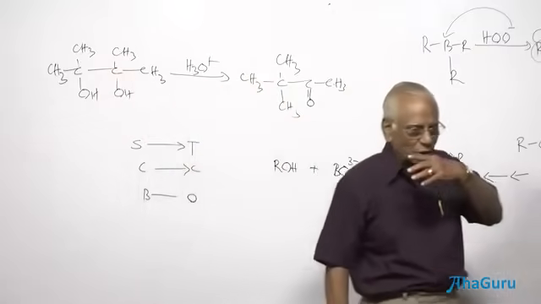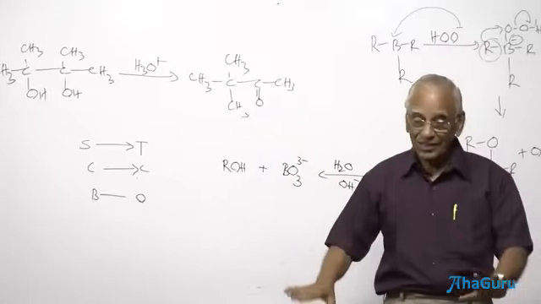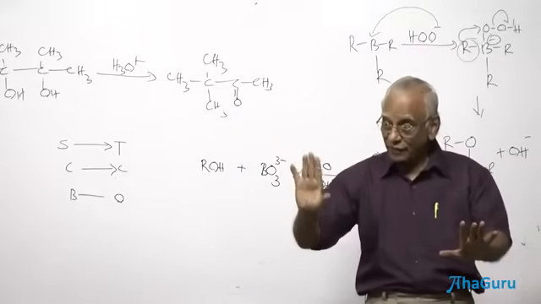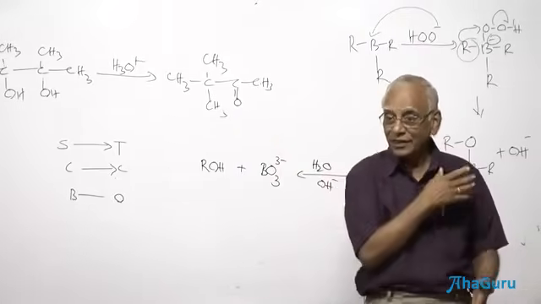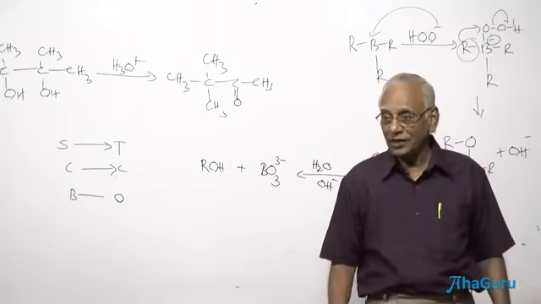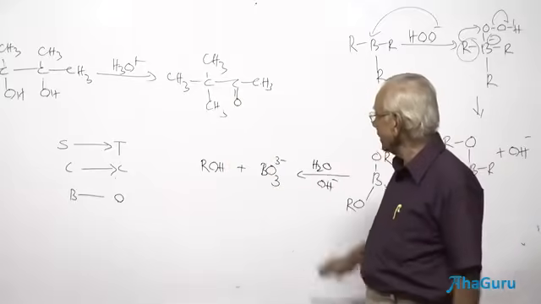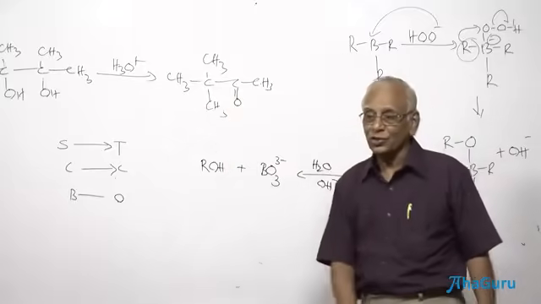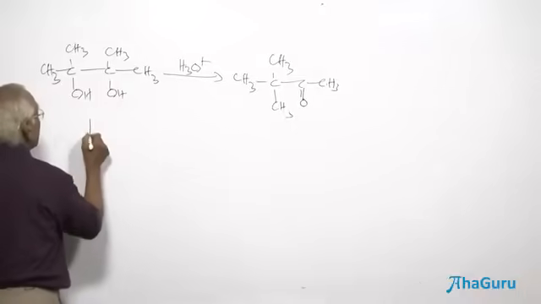That is called pinacolone. This particular compound was identified as a pinacolone. In general, all of them are called pinacolone. So what is the IUPAC name of pinacolone? 3,3-dimethyl-butanone. First we shall add H plus.